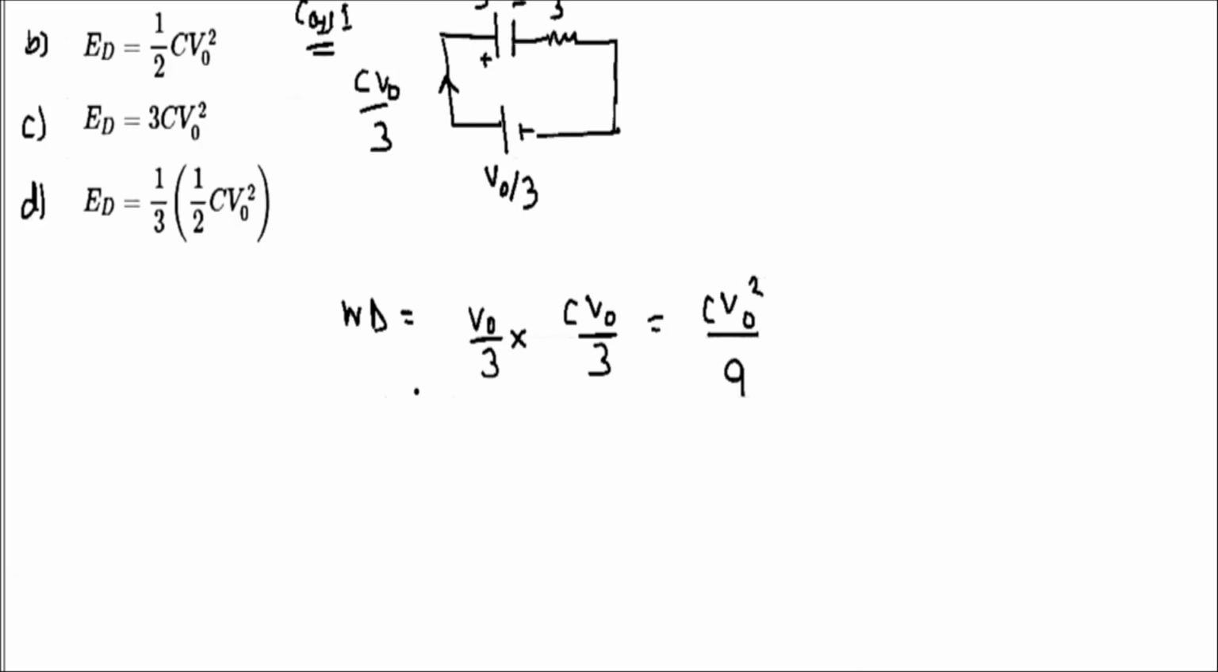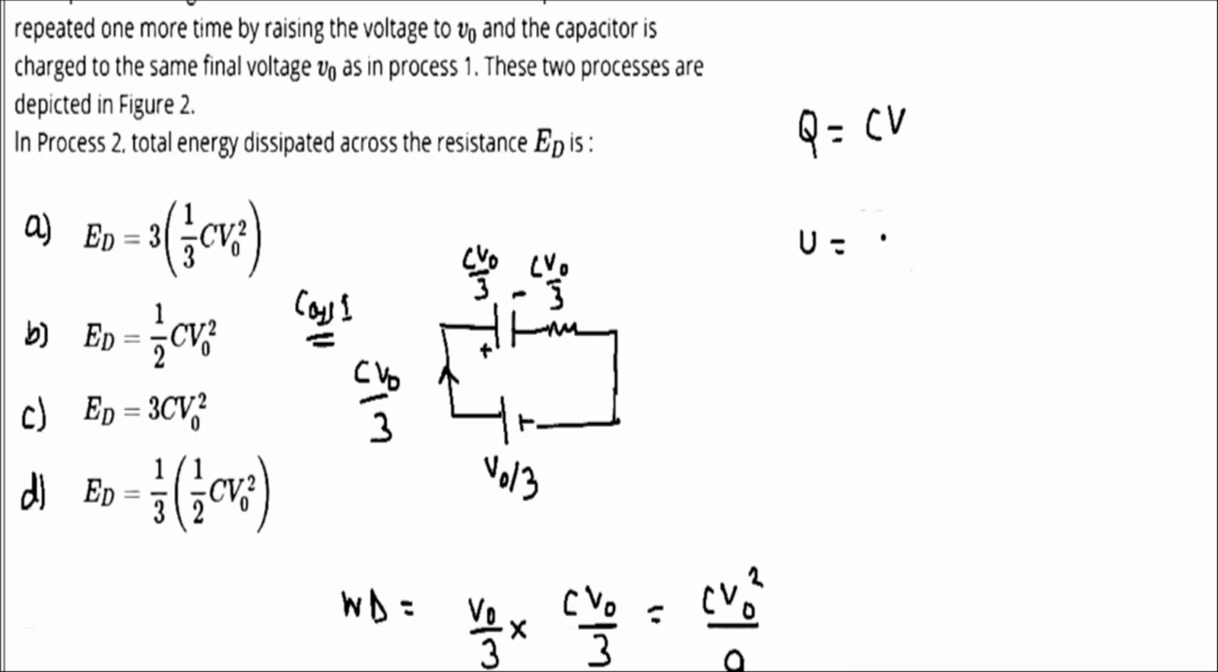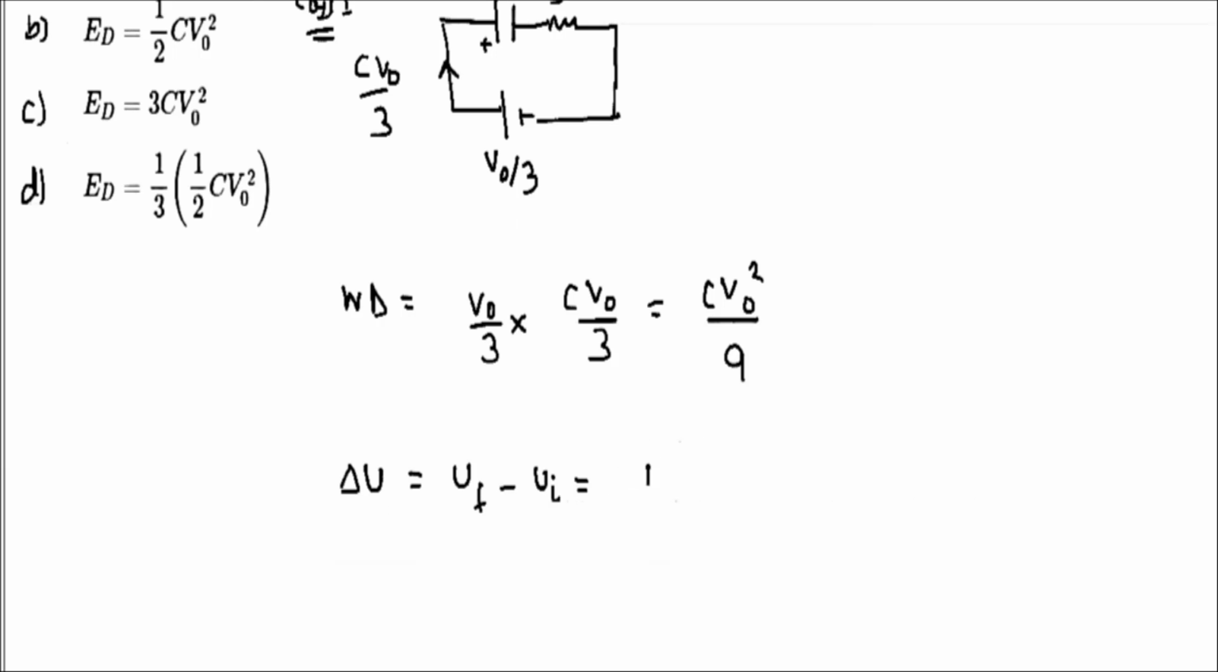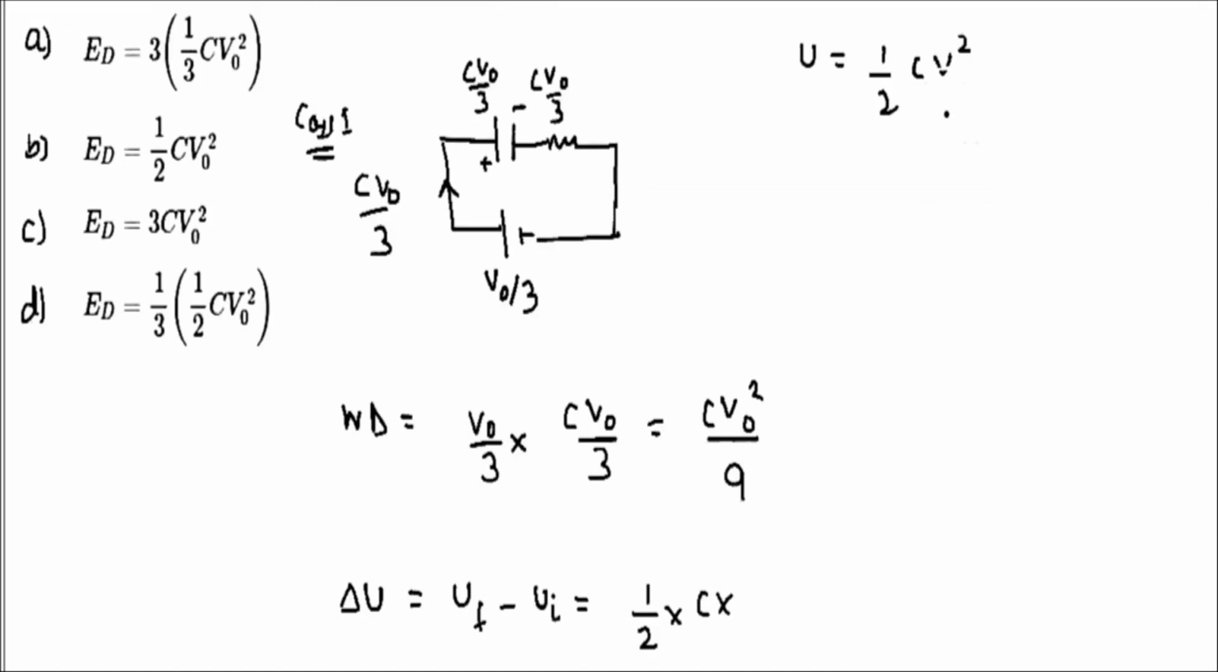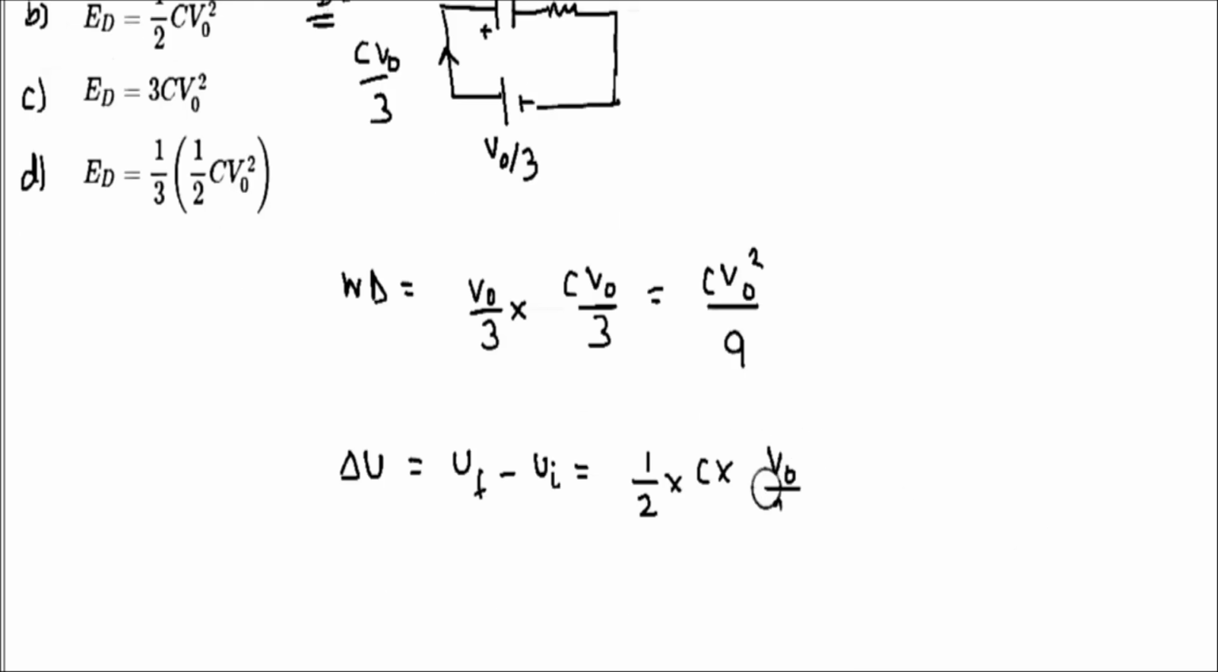Now what would be the change in the potential energy of the capacitor, delta U? It would be equal to UF minus UI. Initial value would be equal to 0. So what is the final value? For a capacitor, U is equal to 1 divided by 2 CV square. So UF would be equal to 1 divided by 2 into C into the final value of the voltage, which is V naught by 3, so V naught by 3 square. Initially there was no charge, so minus 0. So this value would turn out to be C V naught square by 18.